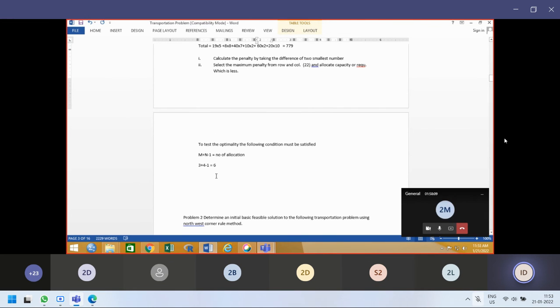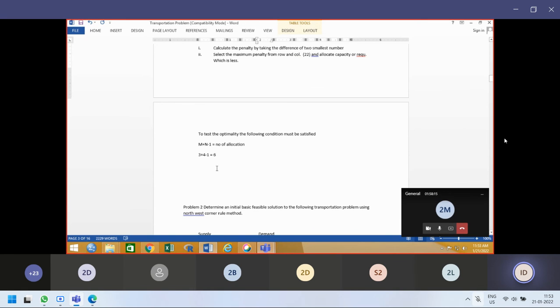So 3 plus 4 is how much? 7. 7 minus 1 is 6. 6 is equal to 6. Is the condition satisfied? Yes, the condition is satisfied.